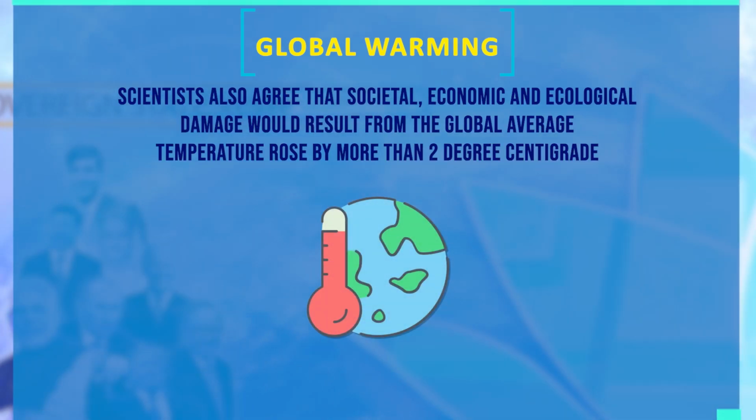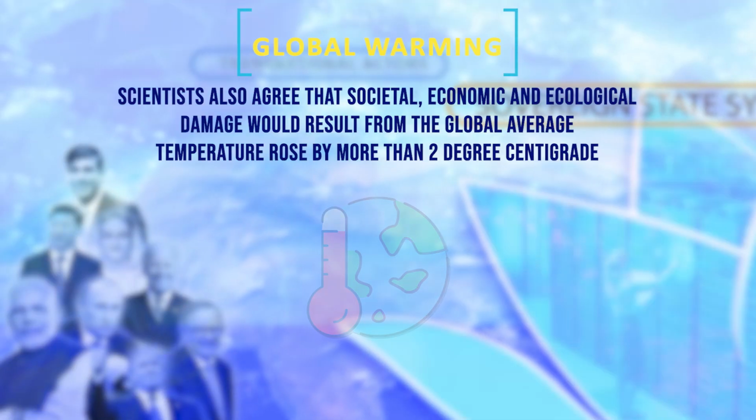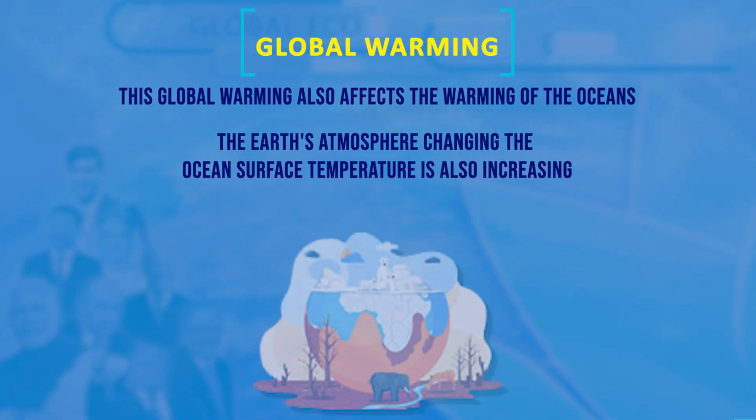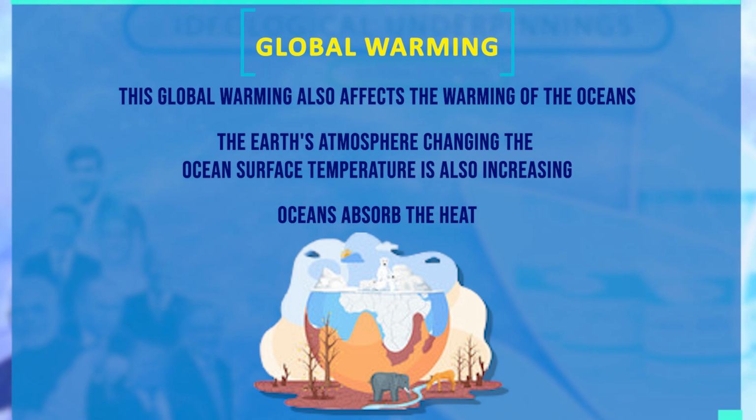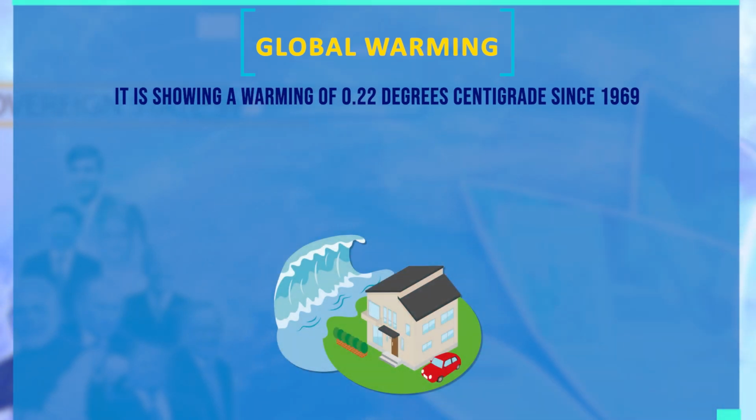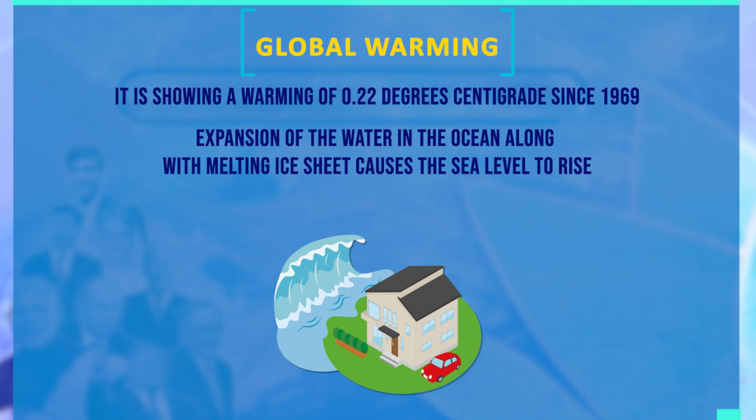Scientists also agree that societal, economic, and ecological damage would result if the global average temperature rose by more than 2 degrees centigrade, right? This global warming also affects the warming of the ocean. With the Earth's atmosphere changing, our ocean surface temperature is also increasing. We know the ocean absorbs heat, and if the global temperature rises, the ocean temperature also increases. It is showing a warming of 0.22 degrees centigrade since 1969. Expansion of the water in the ocean along with melting ice sheets causes the sea level to rise.